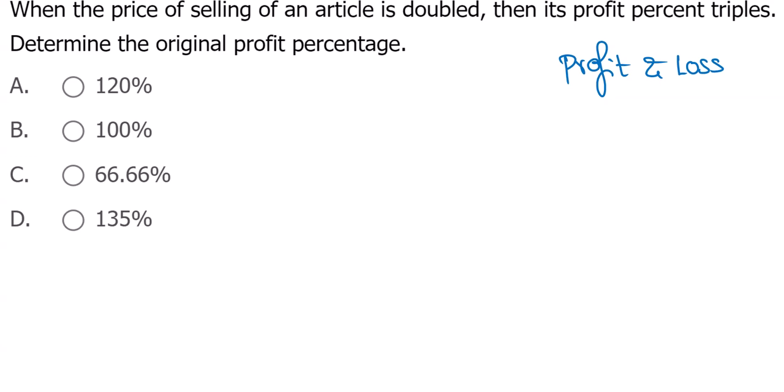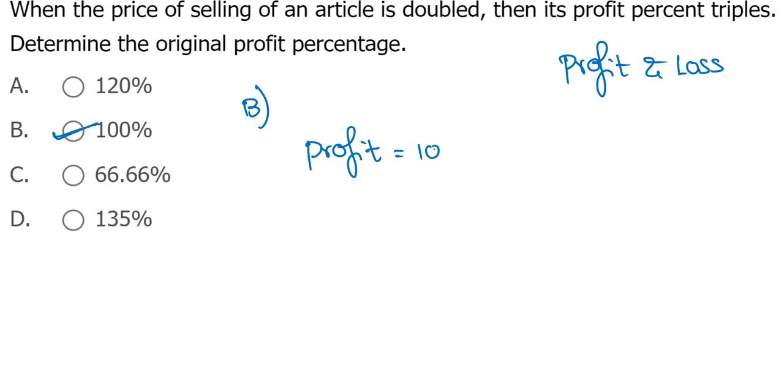See, double means into 2, triple means into 3. Fine, we'll do trial and error with 100% here in the options. We'll check. Profit equal to 100% means we're doing trial and error. Option B, I'm doing trial and error.